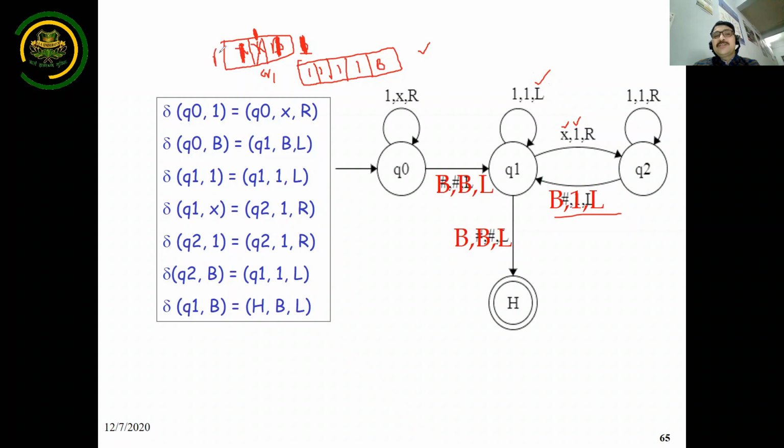But at the end of this string, you will find a blank sign. A blank sign means all x are converted into 1. So as soon as you find blank here, just reach the halting state, that is final. And here you can use the direction of the head, maybe in the right direction or maybe in the left direction, no problem at all, right?